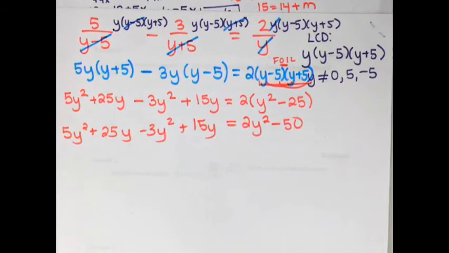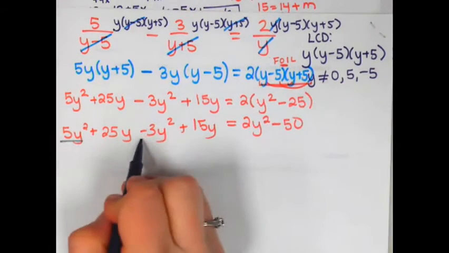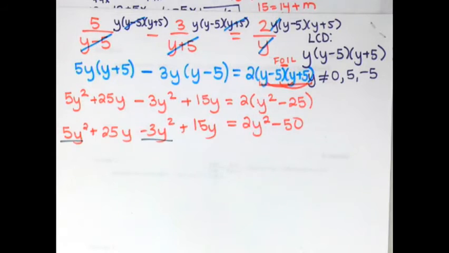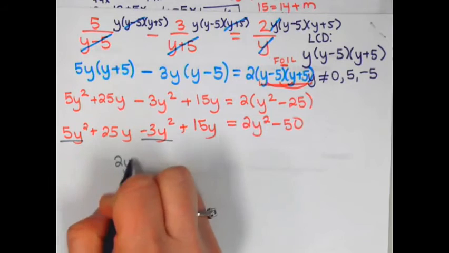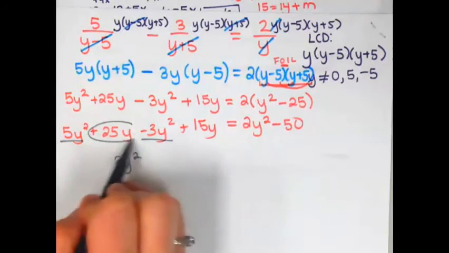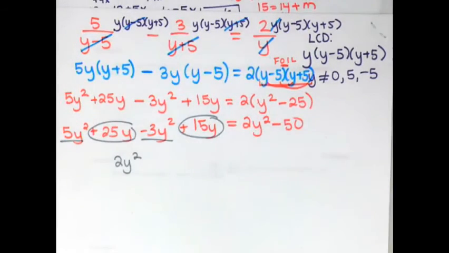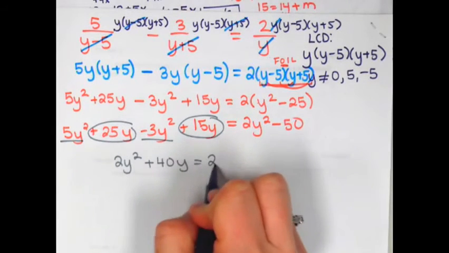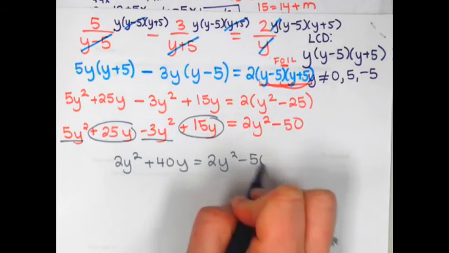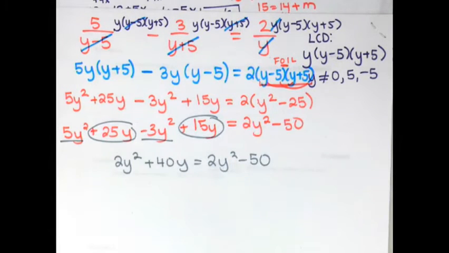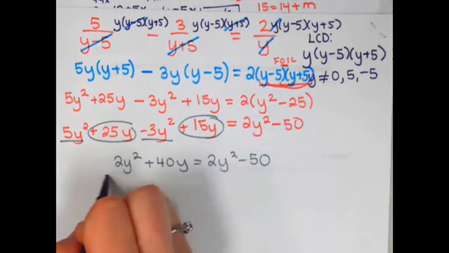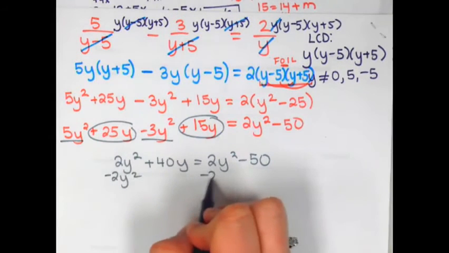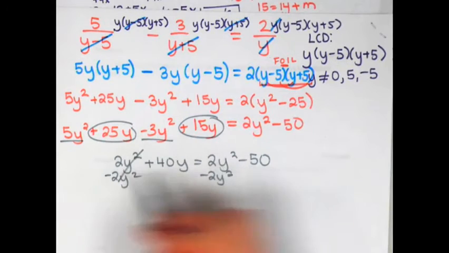So now let's combine like terms. Okay. What's 5y squared minus 3y squared? 2y squared. 25y and 15y. 40y. Equals 2y squared minus 50. How do I move that 2y squared to the other side? Subtract it. So what's going to happen to those 2y squareds? They're going to actually cancel.